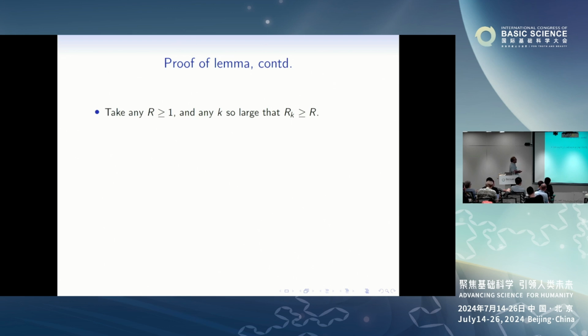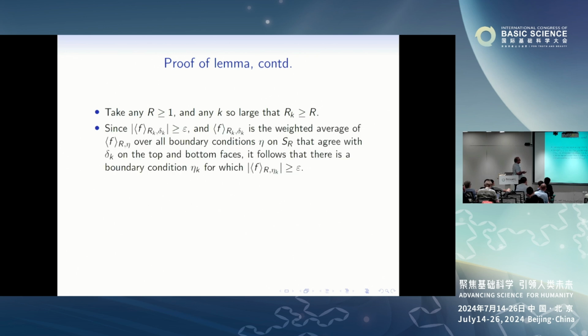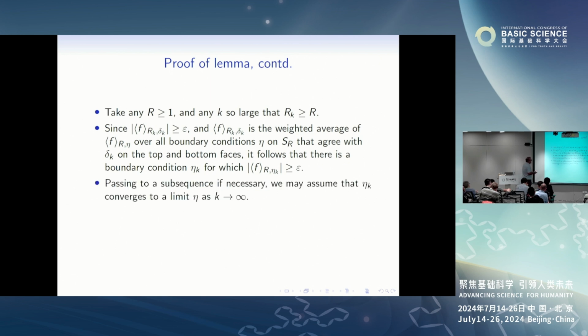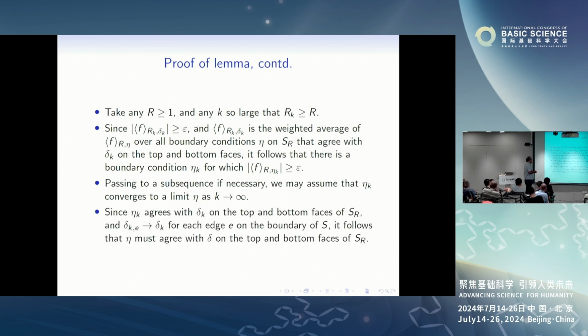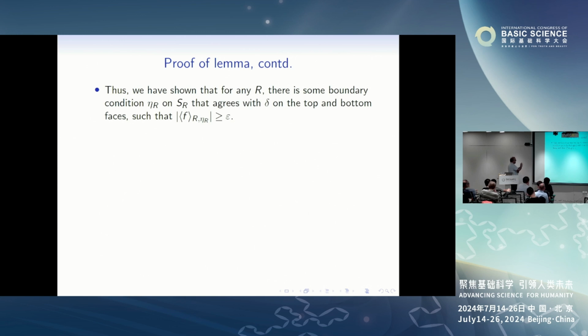Then you take any r and any k so that rk is bigger than r. Since this is bigger than epsilon and this is a weighted average over boundary conditions on this smaller slab of size r that agree with delta k on the top and bottom, it follows that if you restrict to this fixed slab, this is also bigger than epsilon. And then passing to a subsequence, we may assume that this eta k converges to an eta, a subsequence of subsequence argument. Anyway, it's getting confusing, so I'll skip. At the end you can show this.